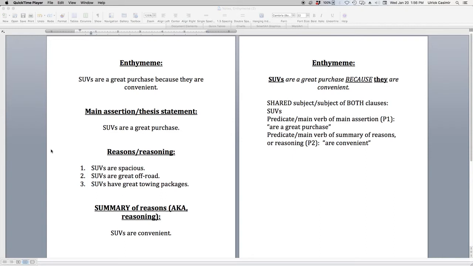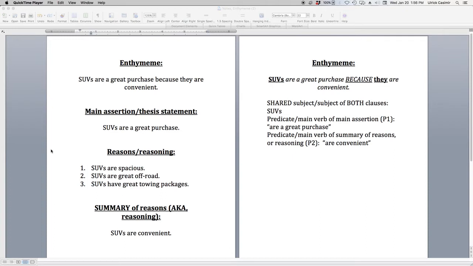So crafting enthymemes is a great way of ensuring that the argument you're coming up with is sound, but crafting enthymemes is also, by extension, if you reverse engineer that, a really great way of being able to test the arguments that you encounter.